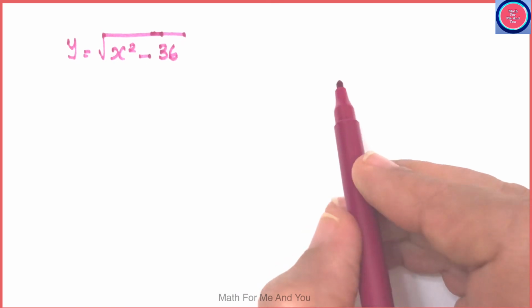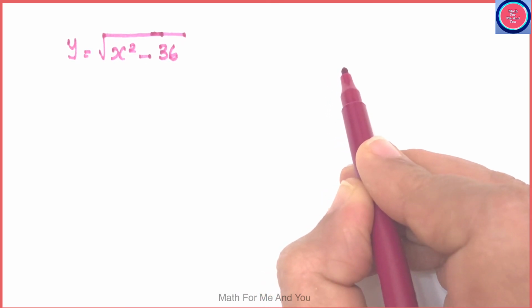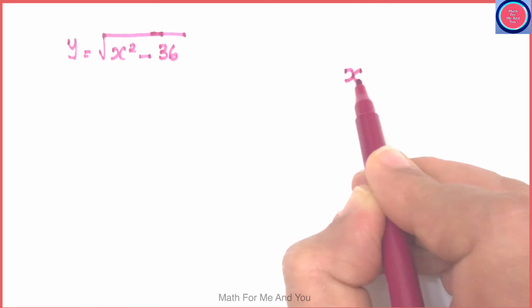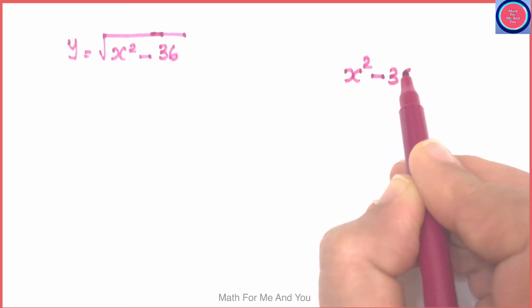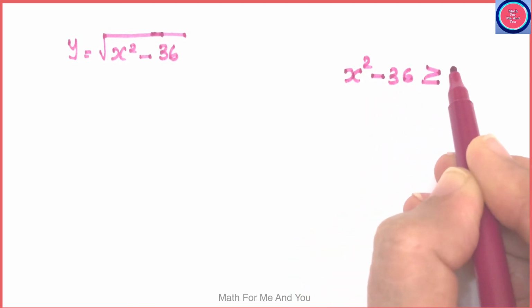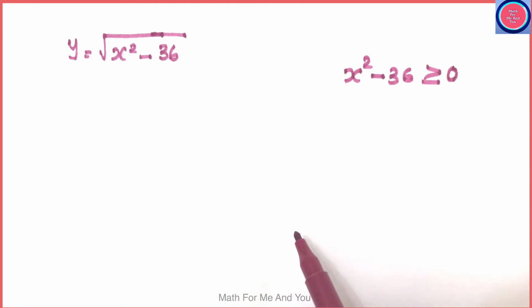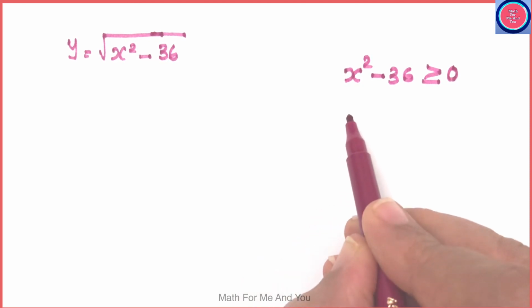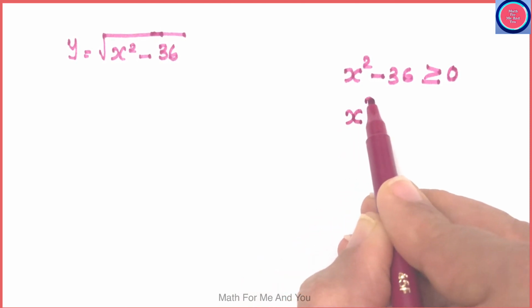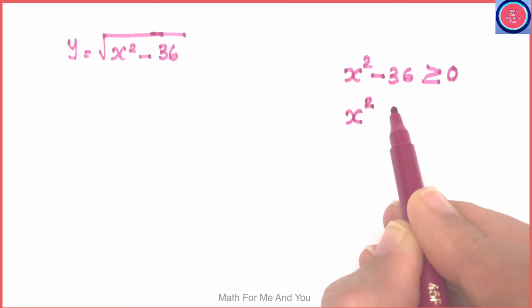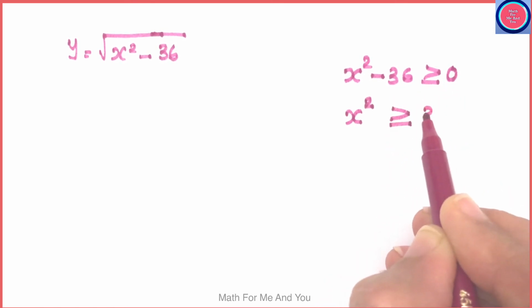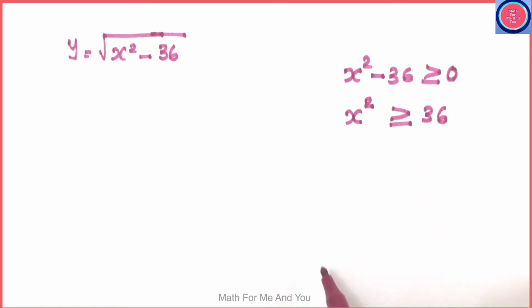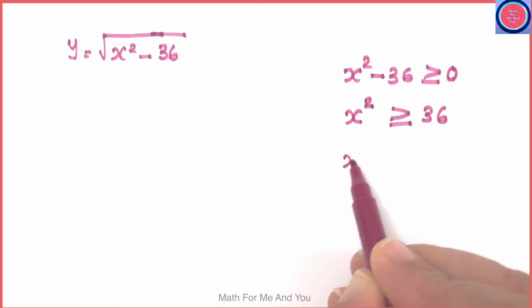Next function, y equals square root of x square minus 36. We take the under root expression, x square minus 36, and we write greater than or equal to 0. First we find x square. How? We move minus 36 to the other side of the inequality. X square greater than or equal to positive 36. How to get the value of x? Take the square root.